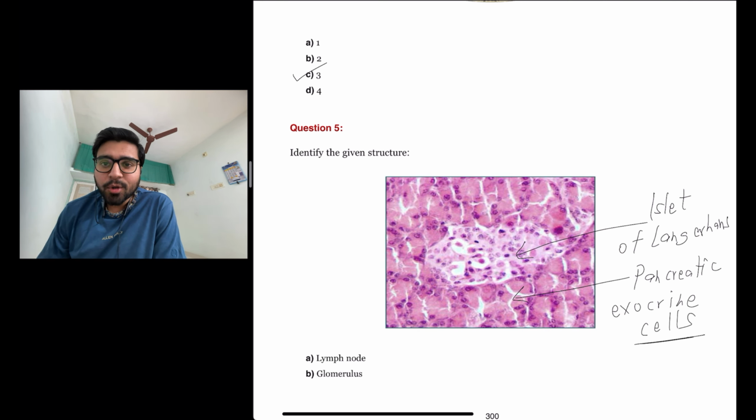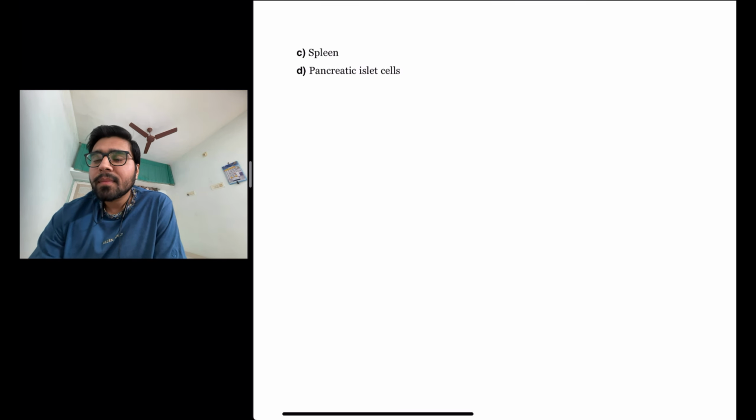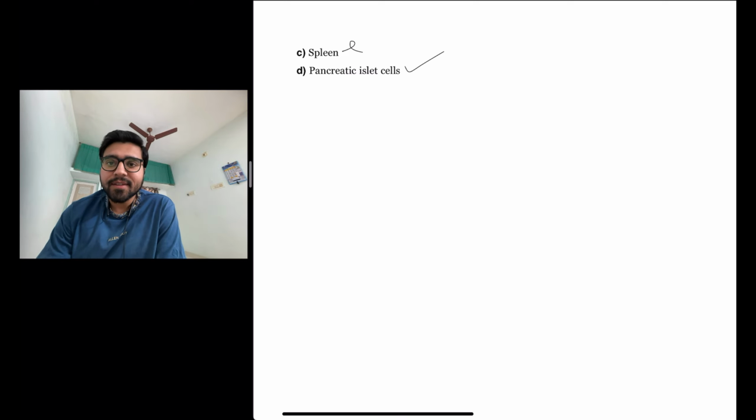So let us look at the options. Is this given structure a lymph node? No. Glomerulus? No. Spleen? No. Pancreatic islet cells? This one is the right answer, because this figure is suggestive of islet of Langerhans which are surrounded by pancreatic exocrine cells. So the answer here is D, pancreatic islet cells.